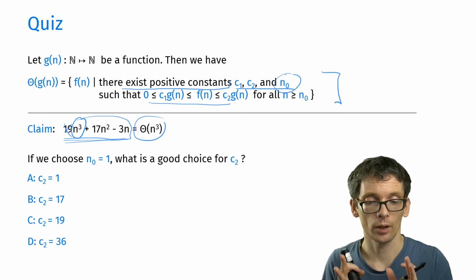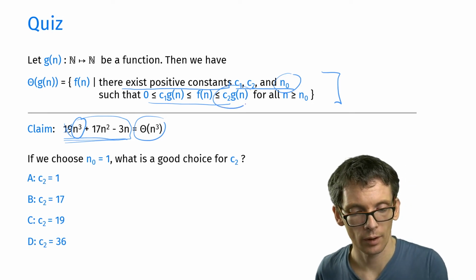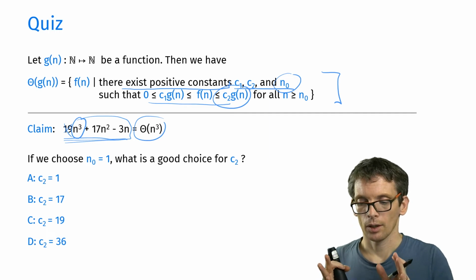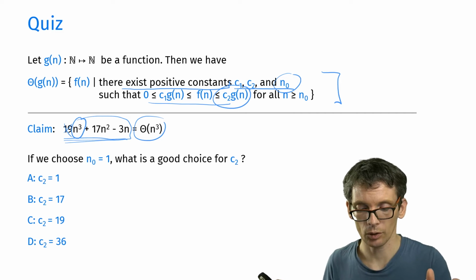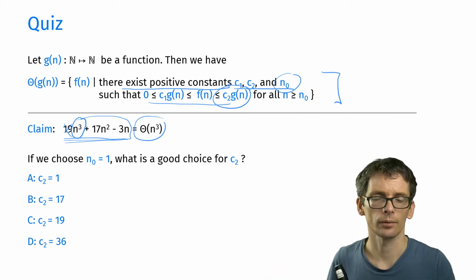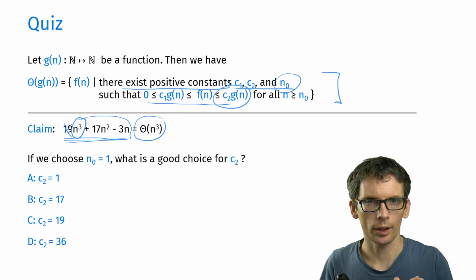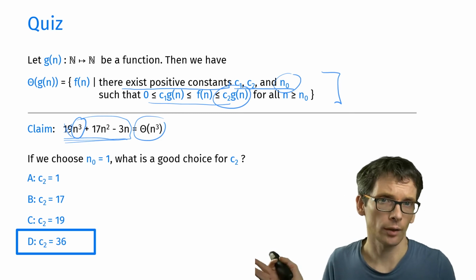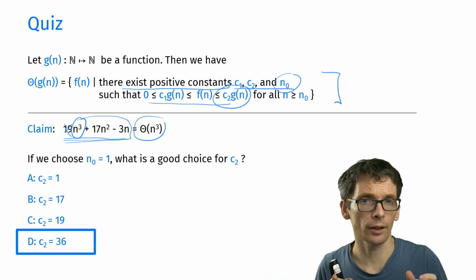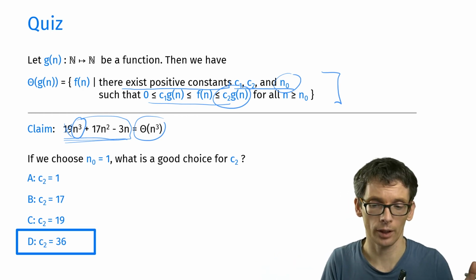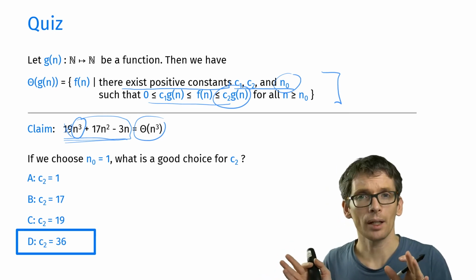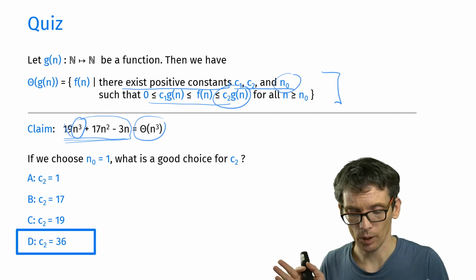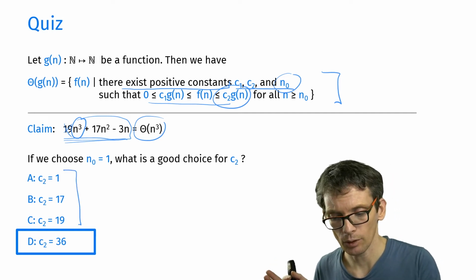How should I choose c2? So c2 is here. Is 1 a good choice? Is 17 a good choice? Is 19 a good choice, or 36? The good choice here is 36. Actually, we could take any number that is even larger than 36. We might even be able to take a number that is slightly smaller. But these numbers, A to C, those won't work.